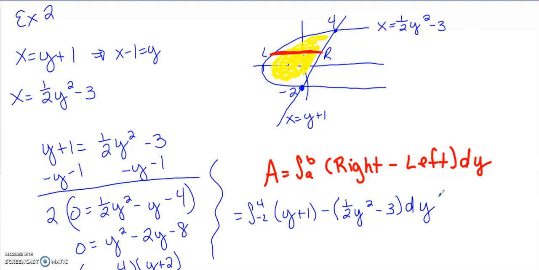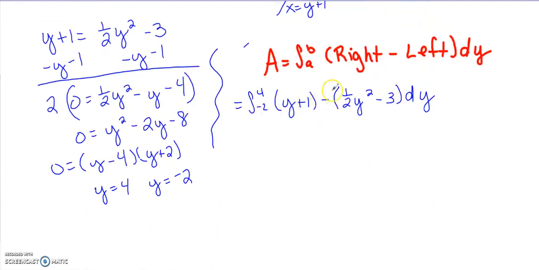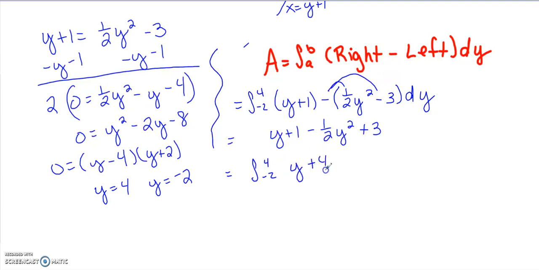Now, the hardest part here is going to be the algebra. So what we have to do is distribute the negative. So y plus 1 minus 1/2 y squared plus 3. Okay, so let's integrate this from -2 to 4. And I get y plus 4 minus 1/2 y squared dy.